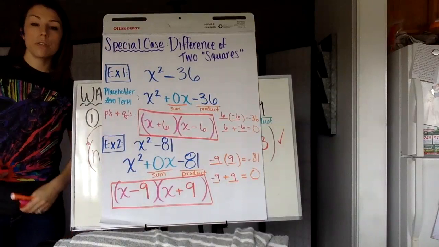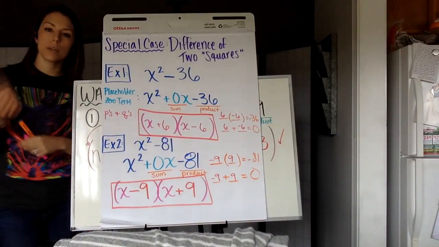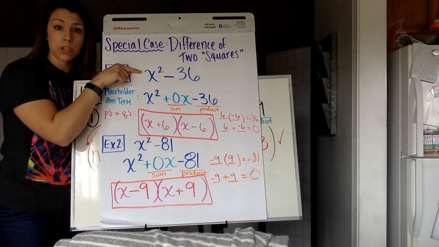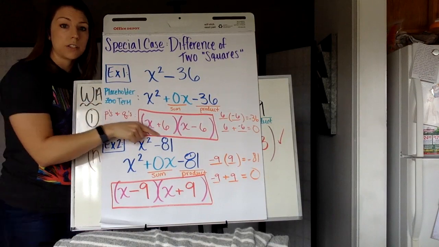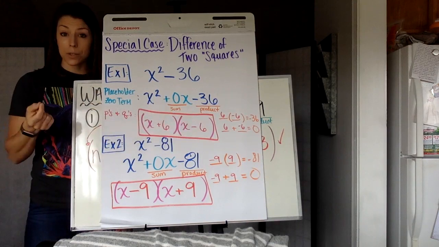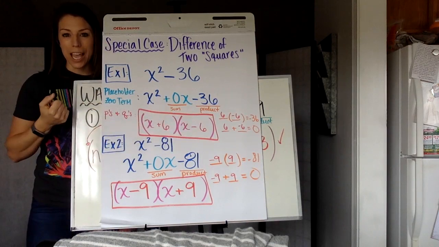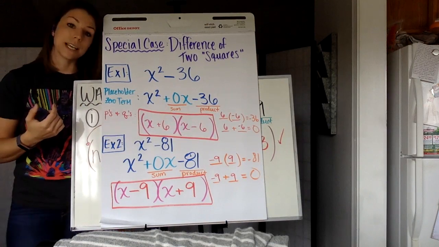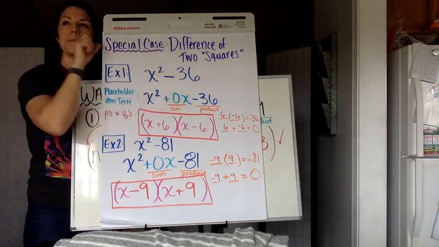All right, pretty straightforward, right? Well, what if there was a way to get right from the original expression, bypass all of this and jump straight into the final answer? There is a way. That's why this is called a special case, because it's called a difference of 2 squares for a reason. What is a square?